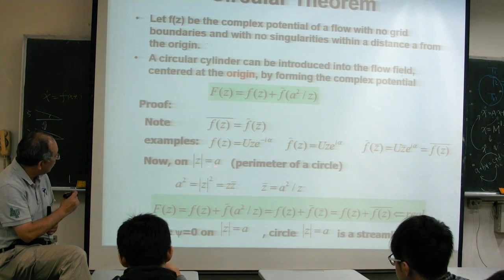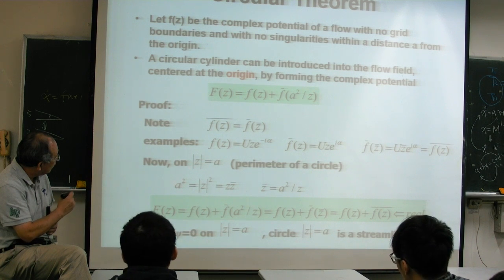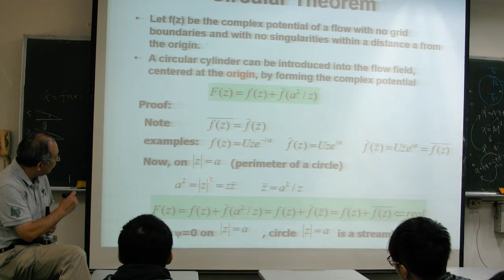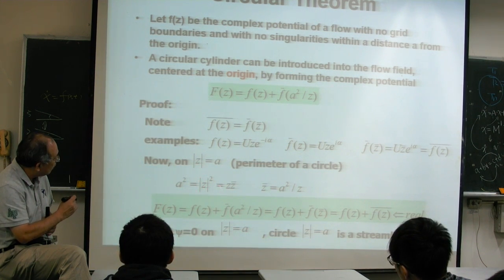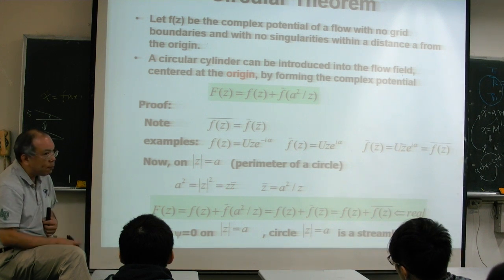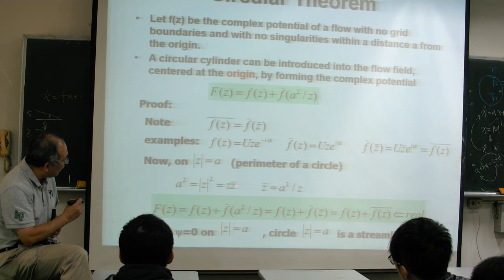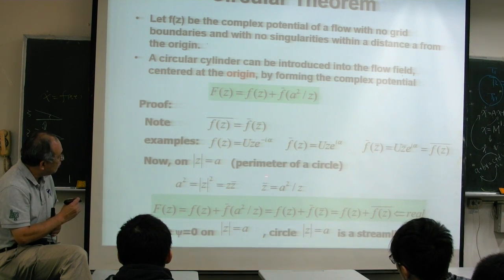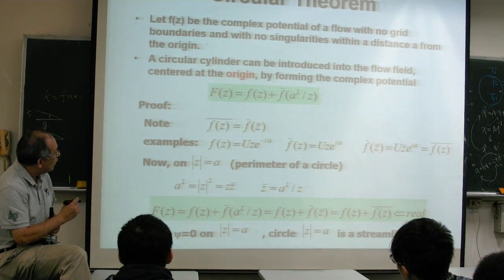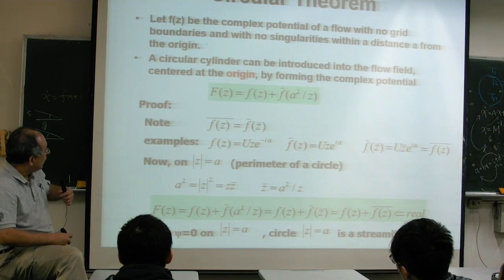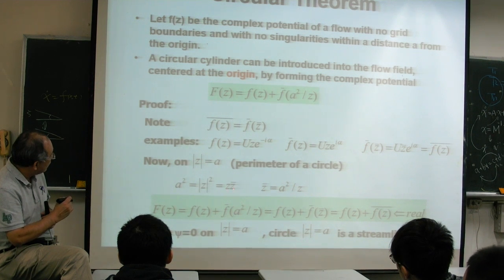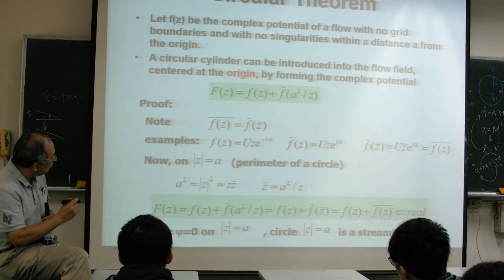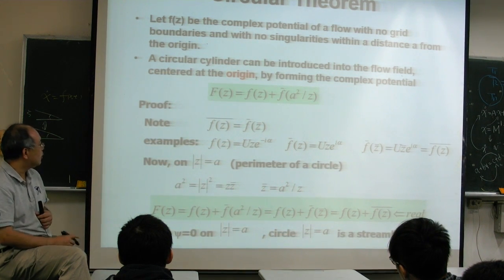So if this is a circle, then using a squared gives you the absolute value of z squared, and this absolute value of z squared can be written as z times z complex conjugate, right? So z times z bar gives you a squared. As you can see here, z times z bar equals a squared. So z bar is equal to a squared over z, right? A squared over z.